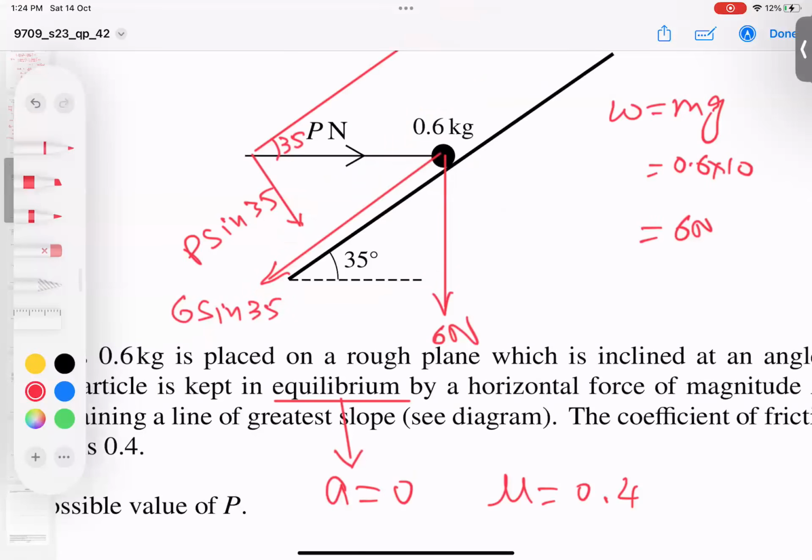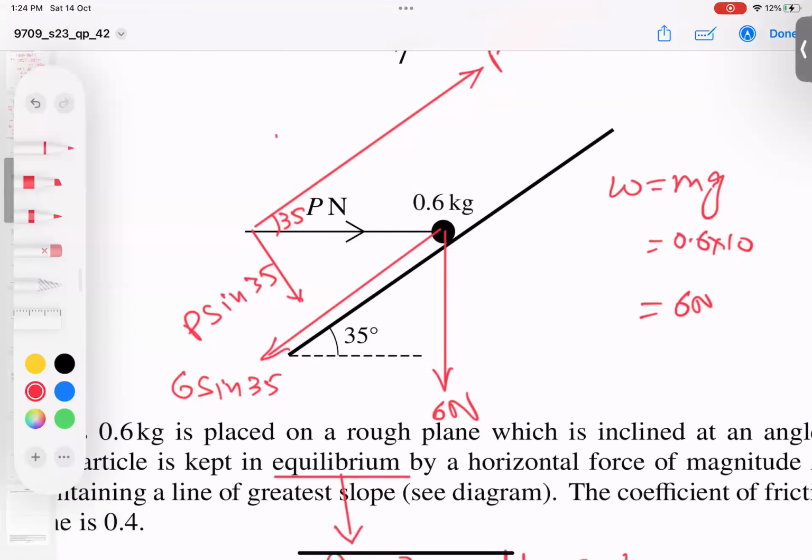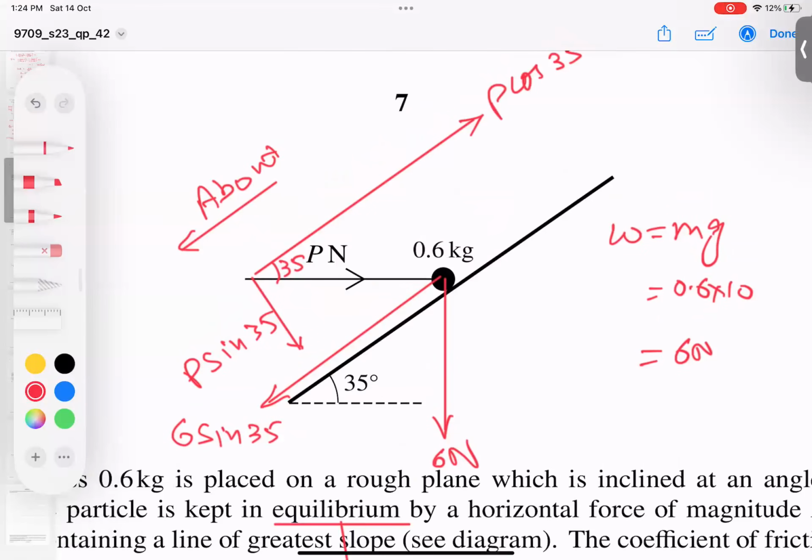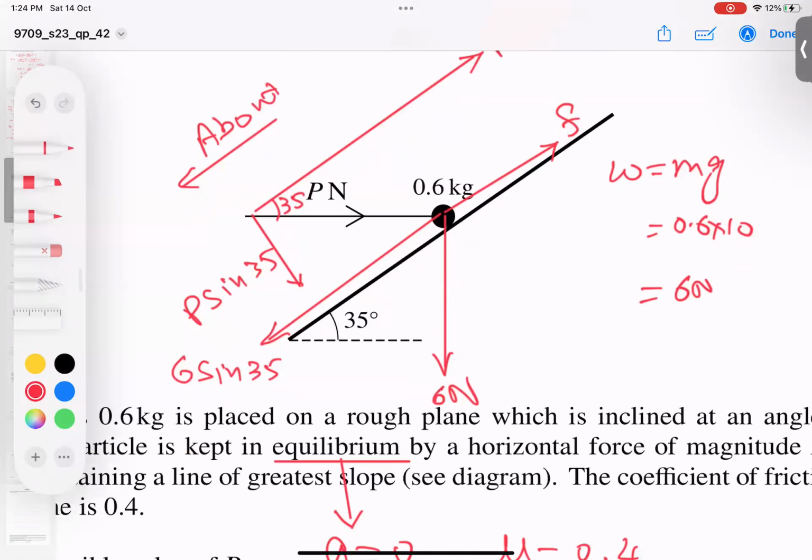Okay, and because it is mentioned that it is about to move down, because you release the force, the friction will be upwards. Last part left only: any particle placed on the table has R, the normal reaction, acting upwards, and downwards is a balanced force. This is P sine 35, this is P cos 35. So 6, not P, sorry, 6 sine 35, 6 cos 35.